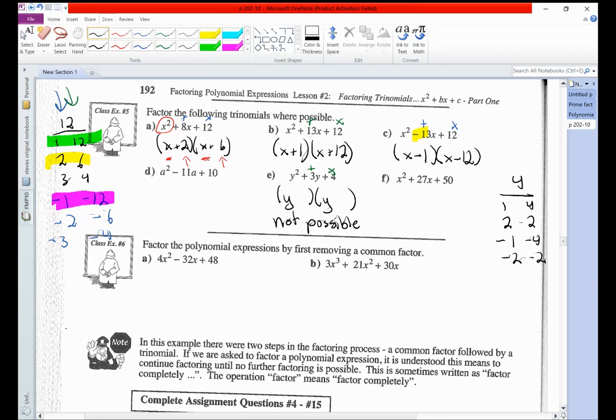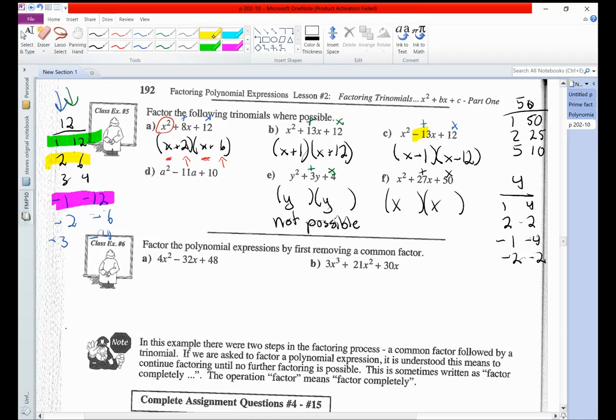x squared plus 27x plus 50. Let's do the next one. So we're going to have x and x. And we are looking for two numbers that multiply to 50 and add to 27. So let's do our multiplication chart. 50, 1 times 50, 2 times 25. Don't think 3 works. I don't think 4 works. 5 times 10. So do any of those add to positive 27?